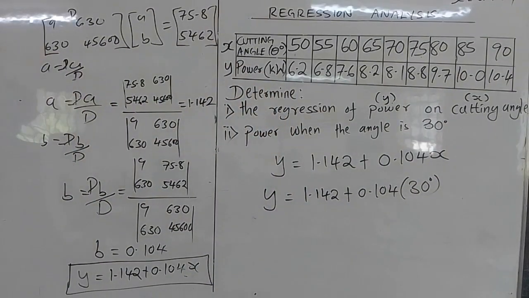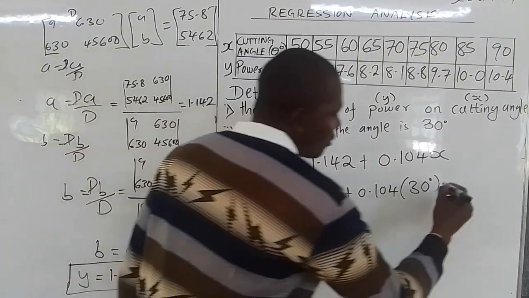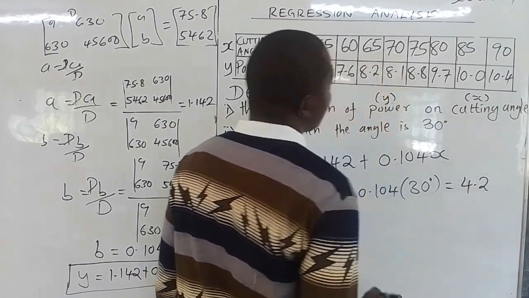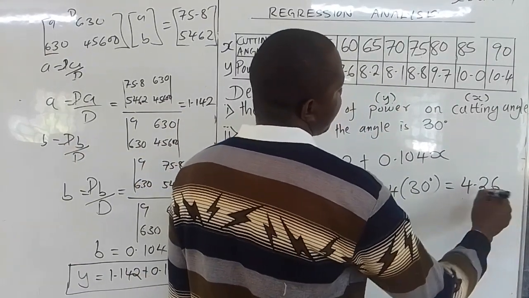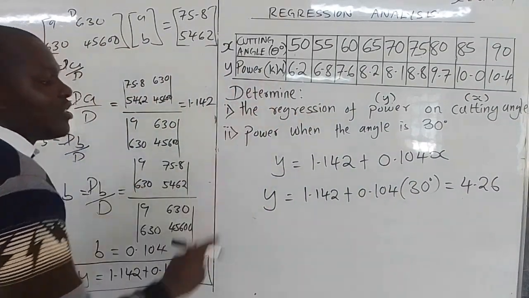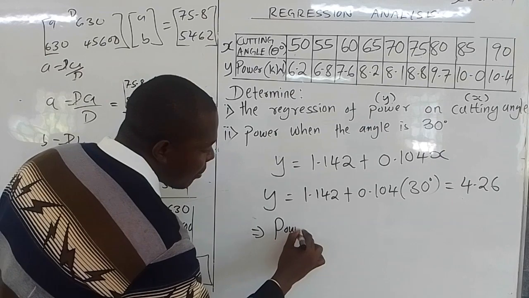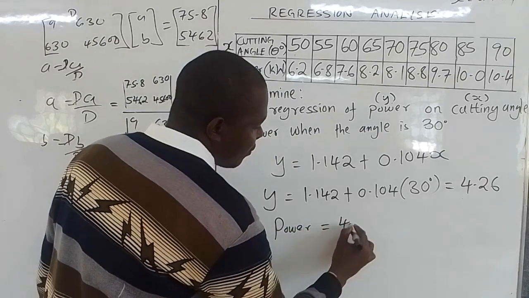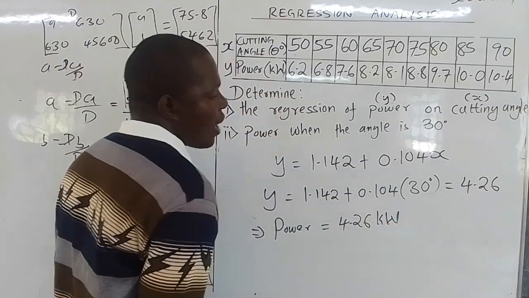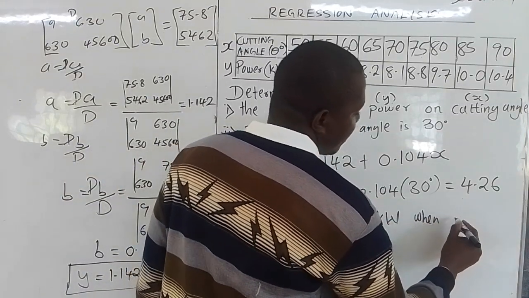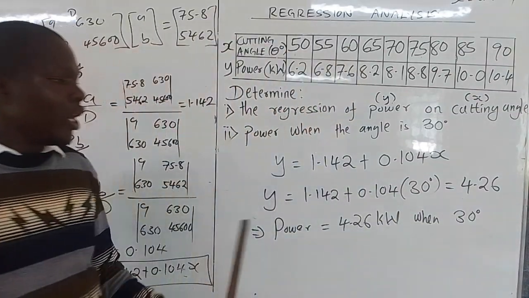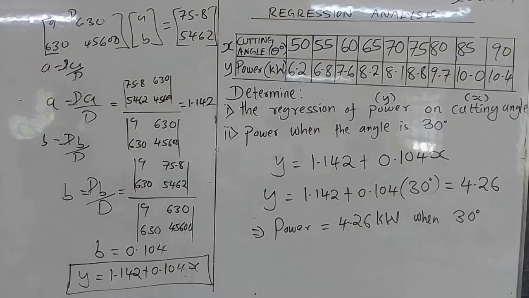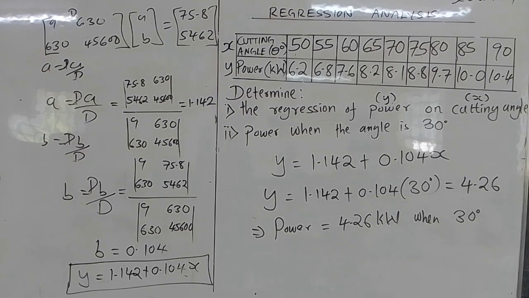What do you get to be the answer? 4.2? 4.26 is enough. And you know the power is in kilowatts. So that implies the power is 4.26 kilowatts when the cutting angle is 30 degrees. Okay? Are we together? So that is how to handle such kind of problems on regression.